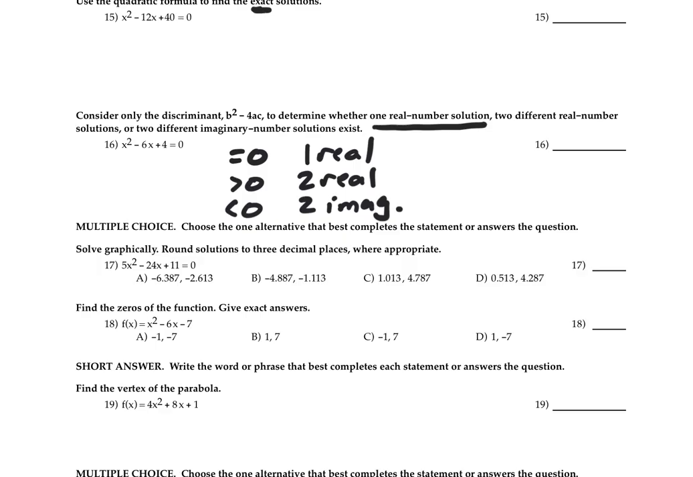Always make sure, on any of these solving ones or the discriminant problems, that your equation is always set equal to 0 first. A lot of them will already be set equal to 0, but if it's not, we have to set it equal to 0. And then on this one, you just have to find out what the discriminant is. What's the value that goes underneath the radical? And that tells me how many solutions I'll have.